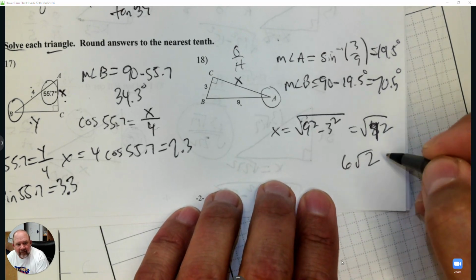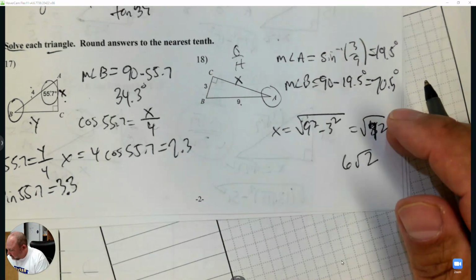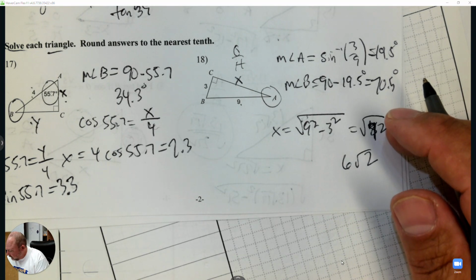You could write it like this. You could write it like a decimal. What would this decimal look like?